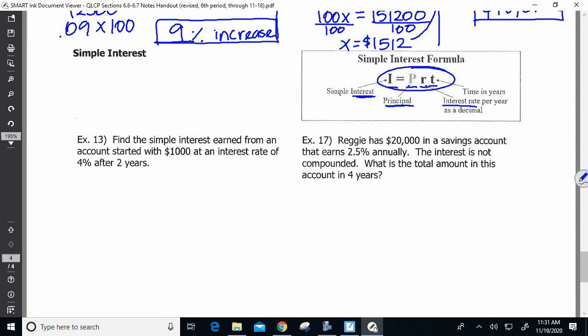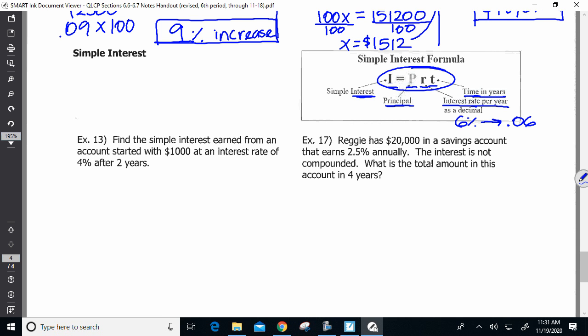R is the interest rate per year, which you have to give as a decimal. So for example, if your interest is 6%, you have to change it to 0.06. T is the time in years. So I want to be very clear. T is time in years.